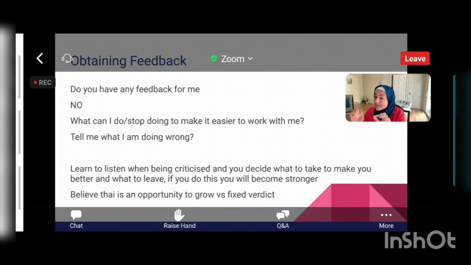No. This is an opportunity to grow. You then say, tell me what I'm doing wrong. And then you take that on board, you use it, and you go past that block and you become a better and stronger cataract surgeon for it. So next slide, please.